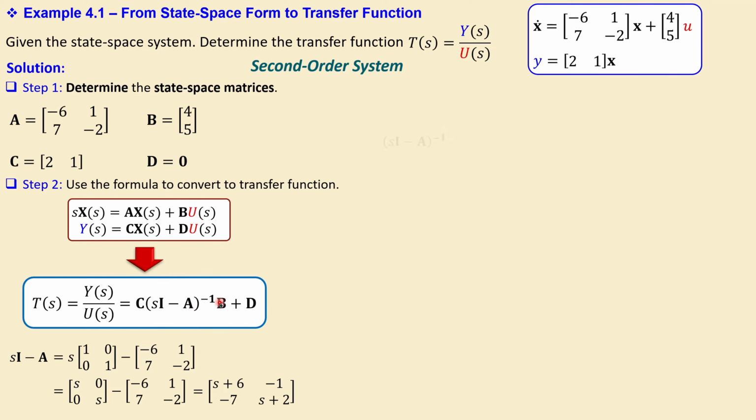Now we need to move on to the inverse. The inverse of a 2 by 2 matrix is quite easy to do. It is 1 over the determinant of this one. So the determinant of that one.